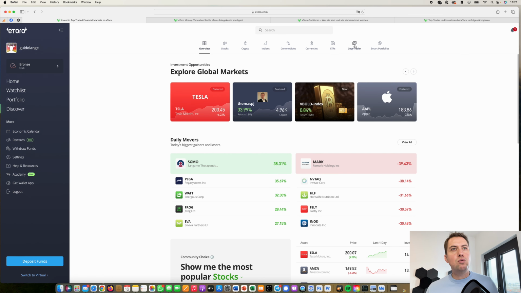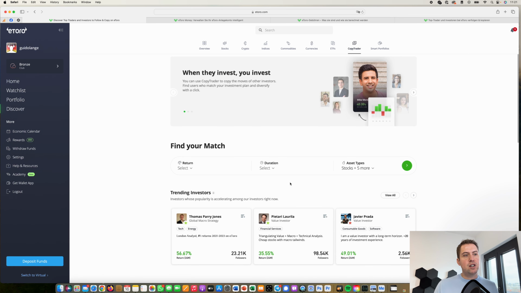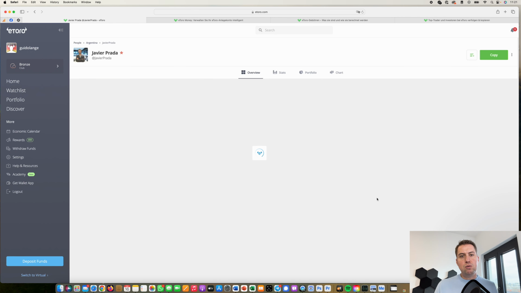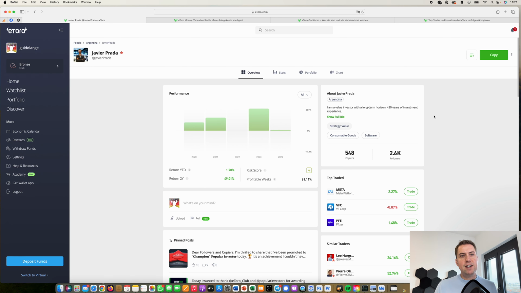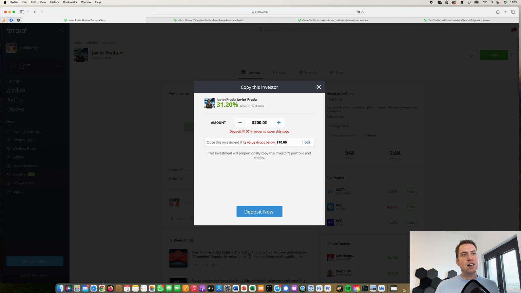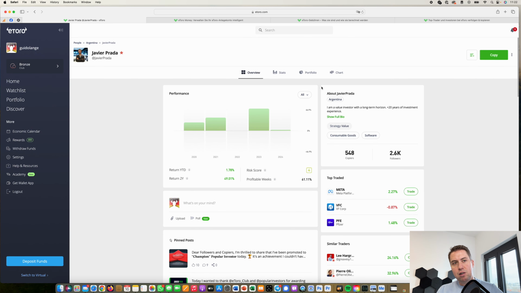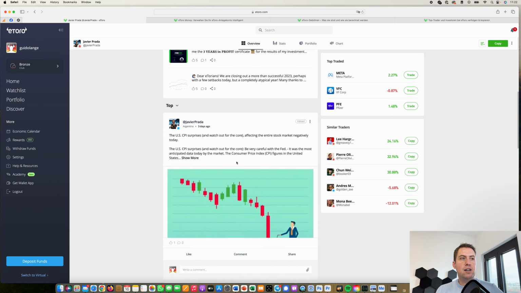Besides that, you can also do copy trading, which is basically the option to copy successful investors. You just have to look at them and pick one, and then you can copy them. In order to do that, you say how much you want to use to copy them. Then it automatically copies all the trades they do in the future for you with the amount you selected. And you can see how much money they made during the last few years.